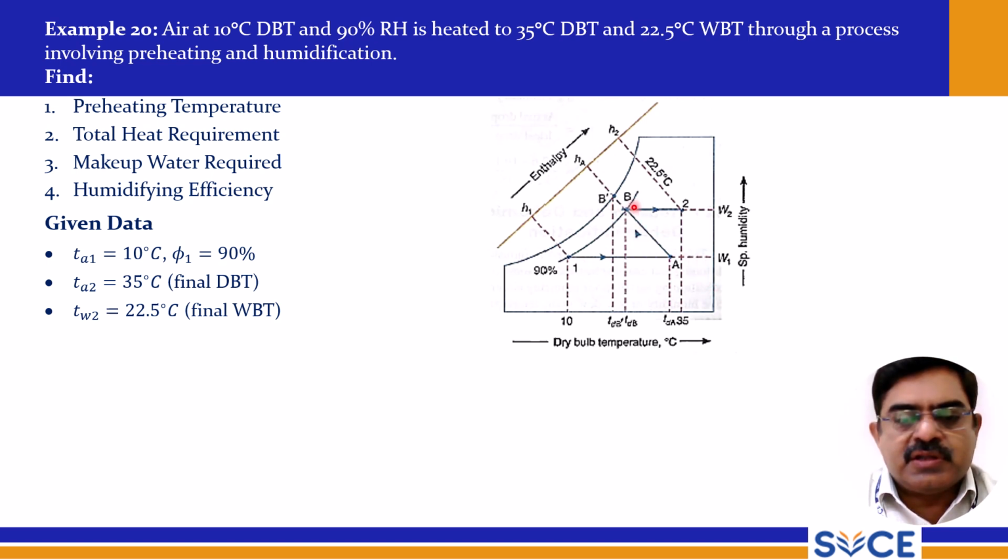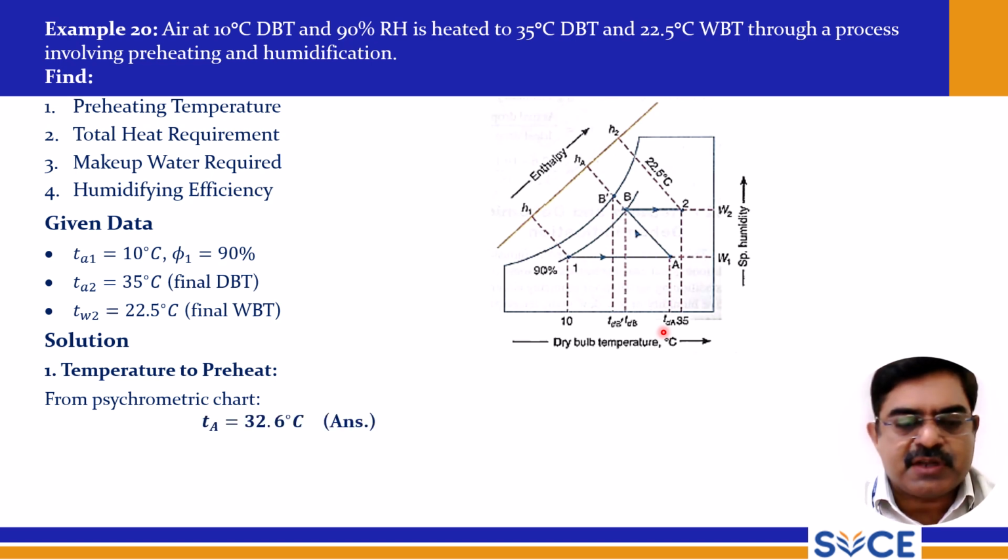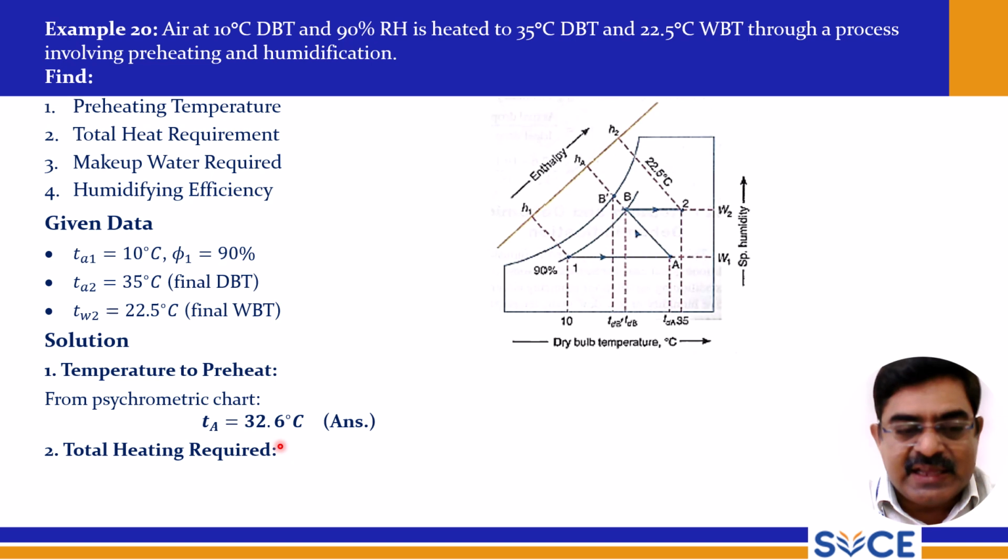Now TA also we need to find. So TA for point A also we need to find, and the solution is very simple: the temperature to preheat. From the psychrometric chart, Ta is equal to 32.6, so Ta is 32.6 degrees Celsius. So the temperature to preheat is 32.6, and then the total heating required.